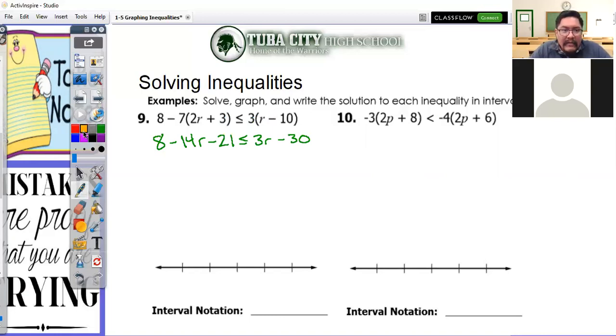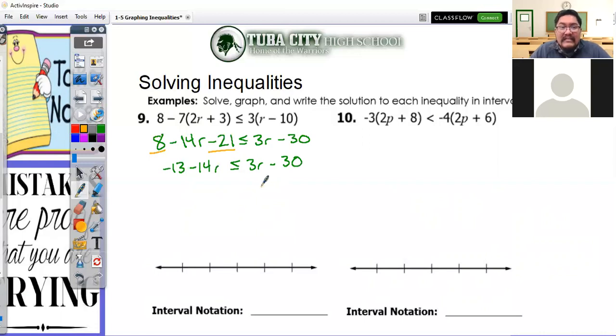Now I need to combine my like terms, which I have 2 like terms. I have 8 and -21. So this is going to be 8 minus 21. It's going to be -13. So -13 minus 14r. Now I took care of the parentheses, combined my like terms. I need to pick a side for the variable to go on.